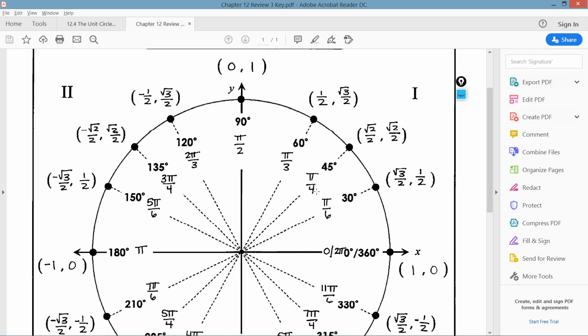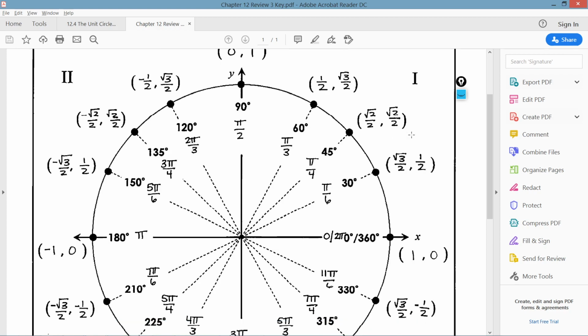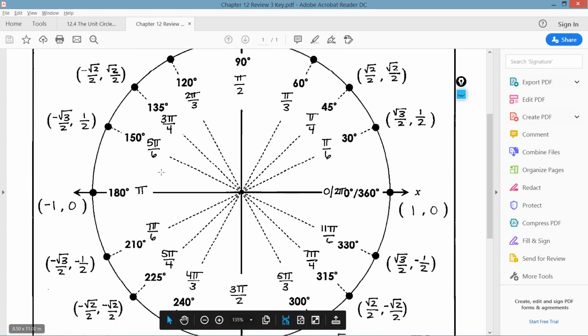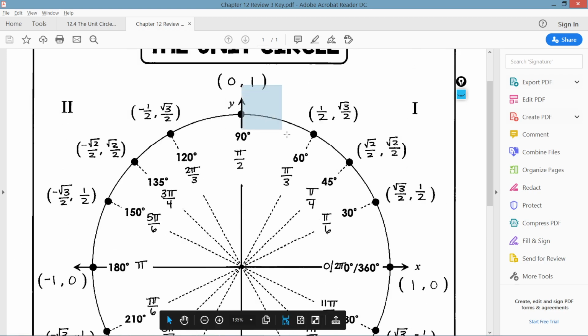Couldn't stop myself. And the good thing is, I know this is probably overwhelming for you to look at, but all you need to know is this first quadrant.